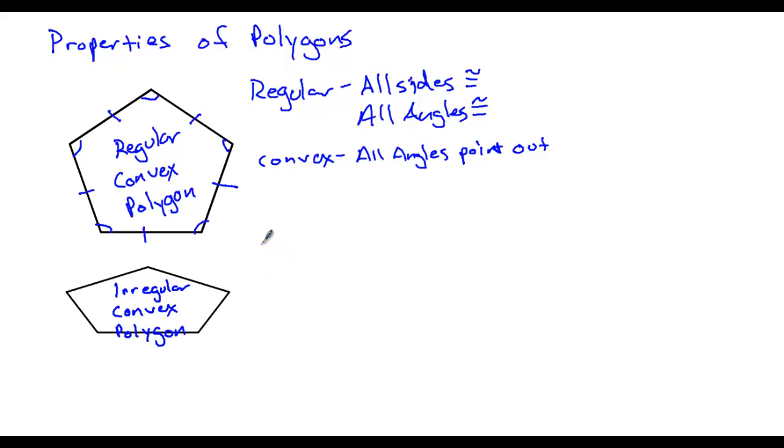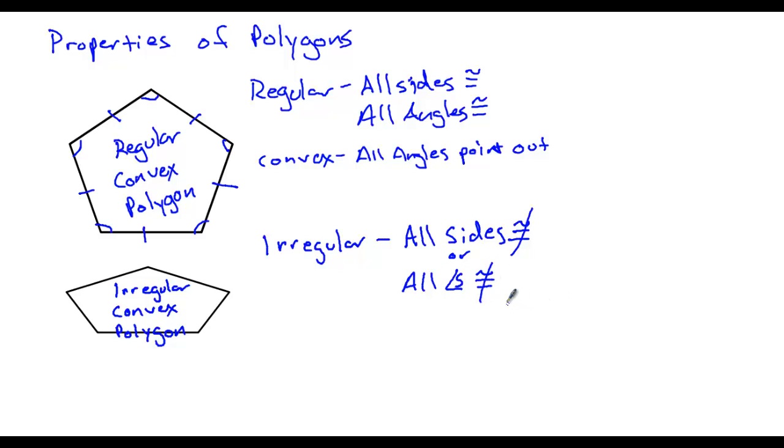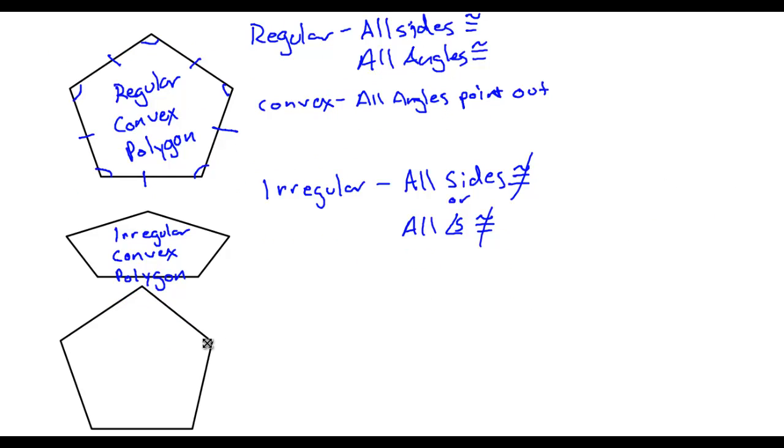Okay, so the only new word here is irregular. And that just means the sides are not all congruent, or the angles are not all congruent. That's all irregular means. Now there's one more word that we need to know about these. I'm going to bring the side in and cave it in like this.